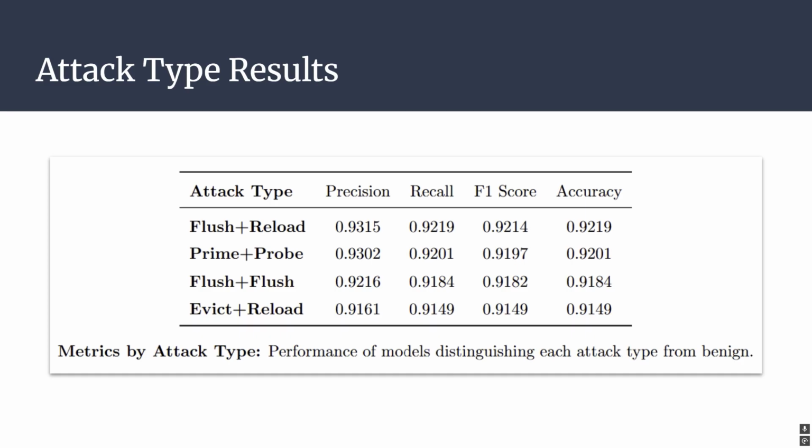Now, let's evaluate the model's ability to distinguish each attack type from benign behavior. The results are that they're all basically the same accuracy, plus or minus 1%. However, Flush Flush, which is known to be a stealthy attack, and the paper that introduced it claimed it to be stealthy, especially for performance counters, still shows high accuracy. It's slightly lower than others, though. And these results show that our detection model generalizes well across attack strategies, even for some of the evasive ones.